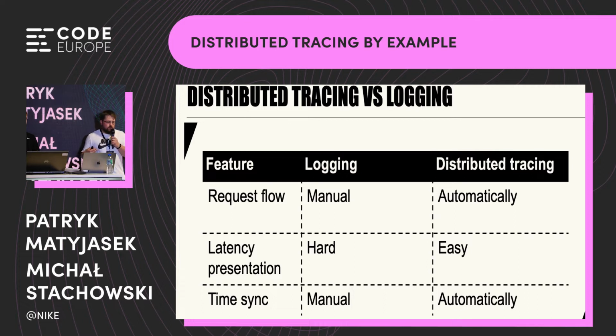For example, if we have many microservices which are logging data, we have a log stream per each microservice. So we need to do some manual or semi-manual work to synchronize the time, to find what has been done before, what has been done after. In distributed tracing, this is also achieved automatically.